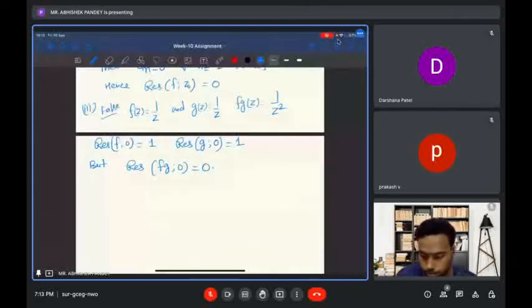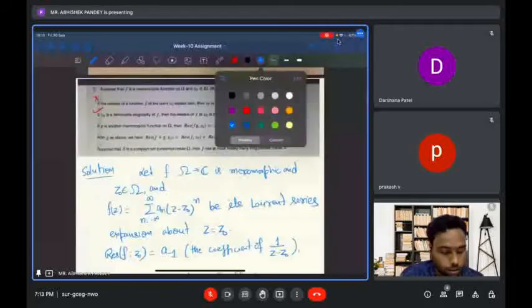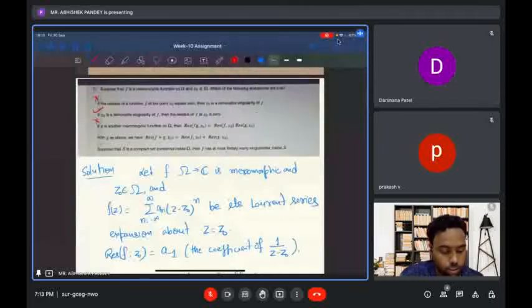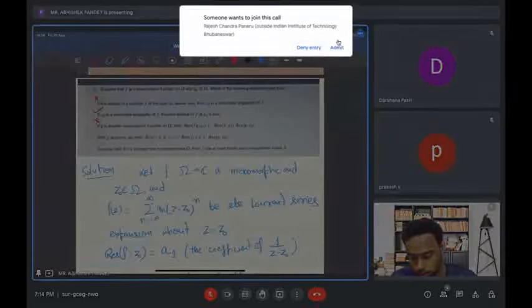Fourth option. The fourth option is about f plus g, the residue of f plus g. The residue of f plus g at z naught is equal to the residue of f at z naught plus the residue of g at z naught. So this option is true. Let's see.